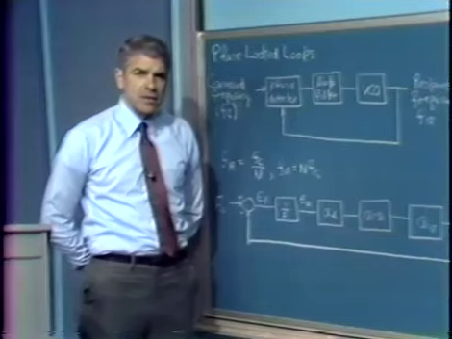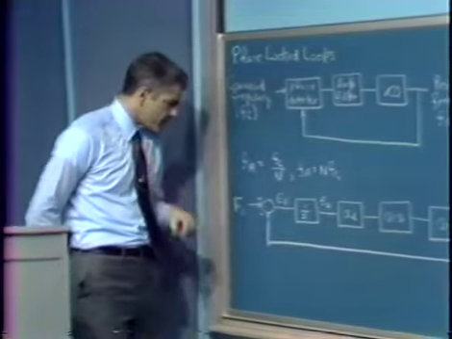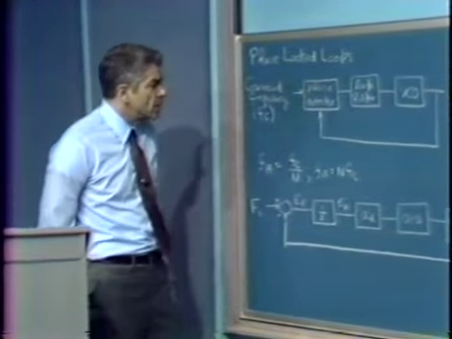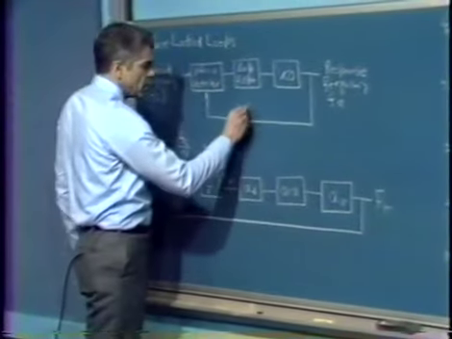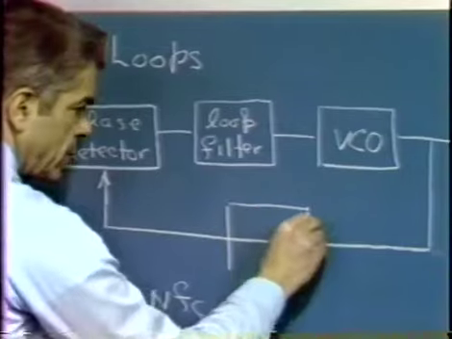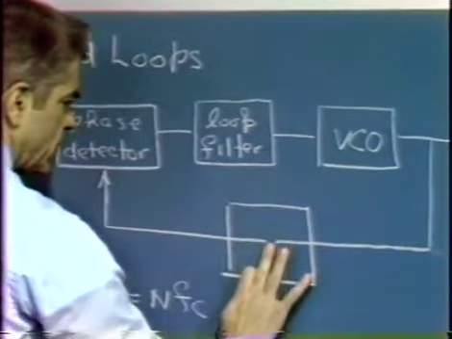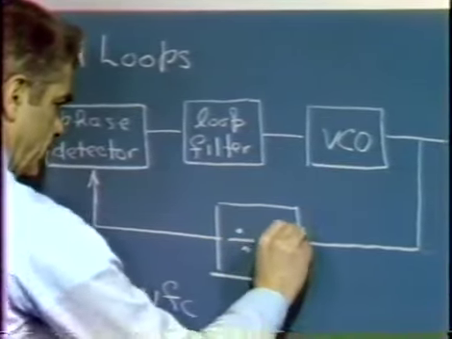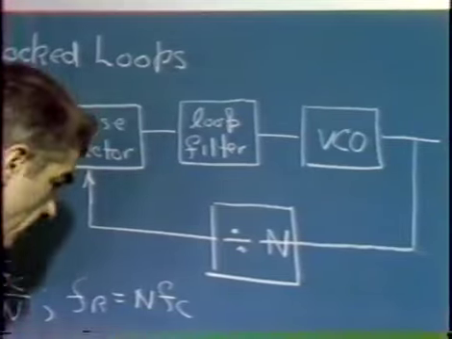Another application of phase-locked loops is in frequency synthesizers. Suppose we have the basic phase-locked loop as shown, but in addition, we put in a counter in the feedback path, a divide by n sort of circuit, like so, in the feedback path. And now let's see what the relationships are.